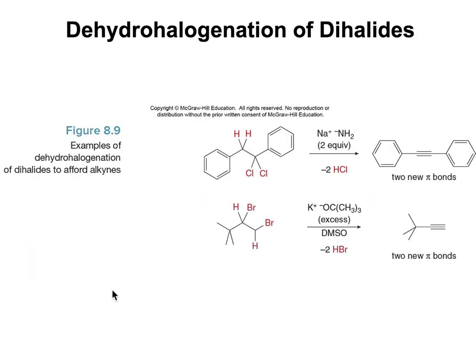Here there's another example that you can use to practice. So you see here the two chlorines are hanging from the same carbon, and here each of the bromines are in a different carbon. In both cases the result is the same, and we get two eliminations back to back, and you get the alkyne.